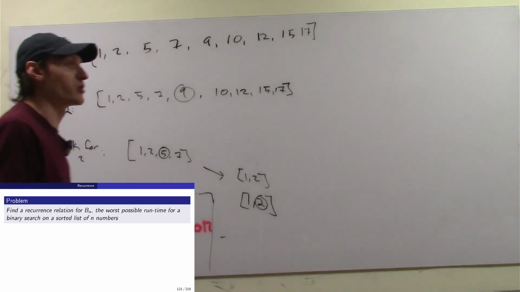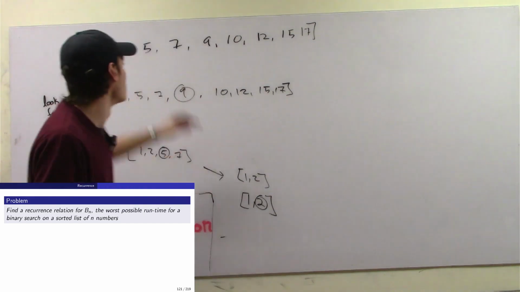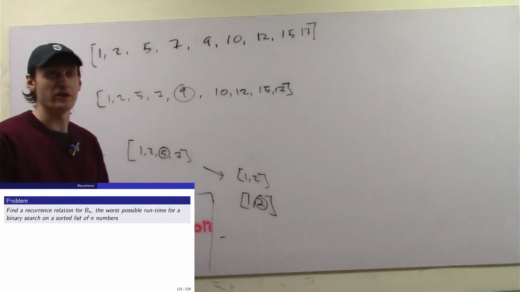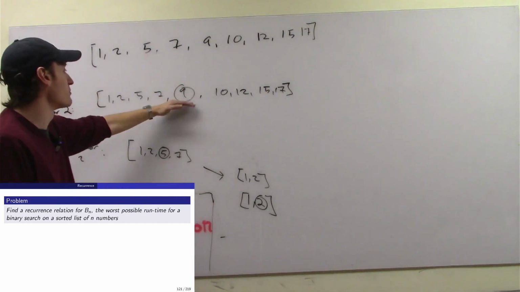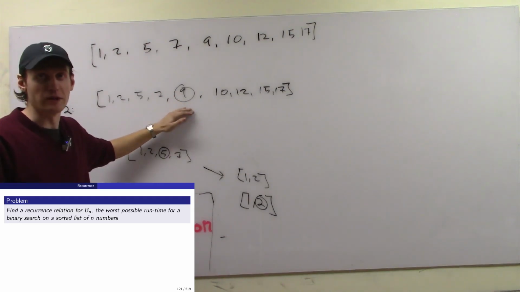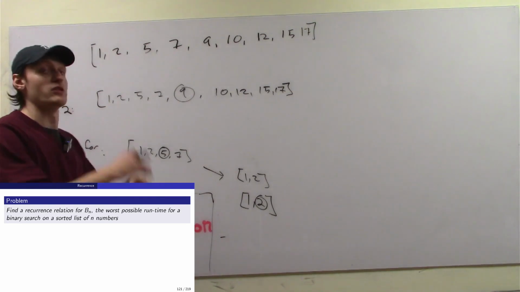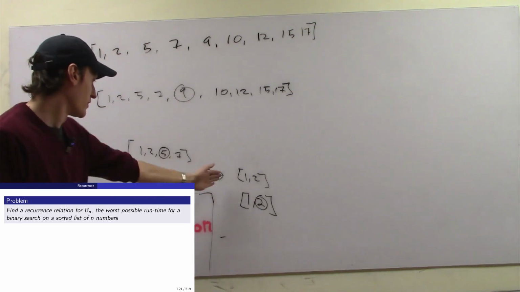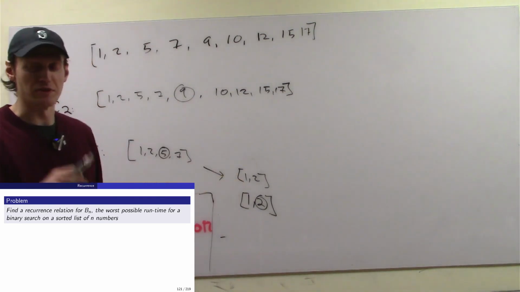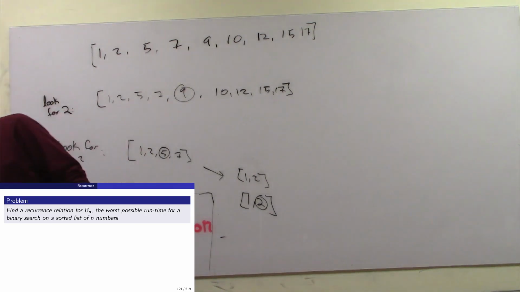But the idea is, worst possible runtime means the most possible steps that happen as I go through here. The best possible runtime is if it's right in the middle and I find it immediately. So the best possible runtime is 1. Worst possible runtime will be the most number of these searches and divisions I have to do. So let's look at this.